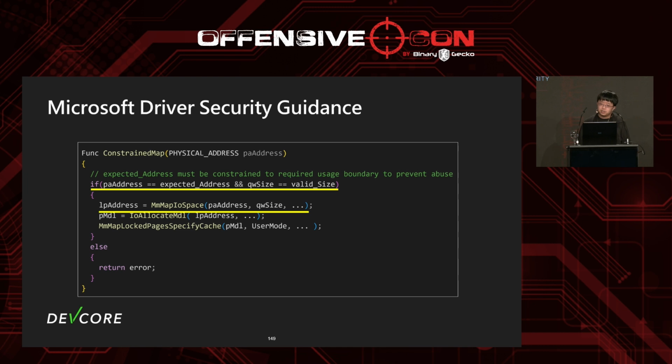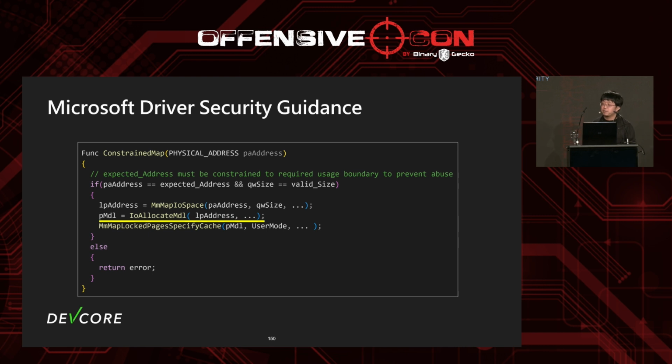In this document, Microsoft warned that if developers use MmMapIoSpace without validating the physical address, it could lead to arbitrary physical memory being mapped. To illustrate safe usage, Microsoft provides a secure example. First, validate the physical address, and then use MmMapIoSpace to map a virtual address.